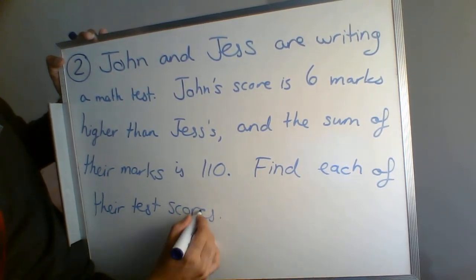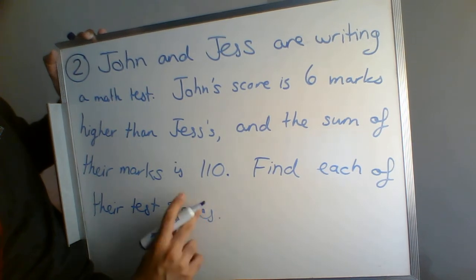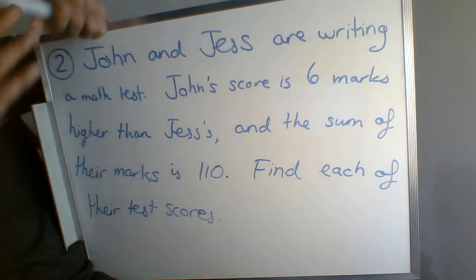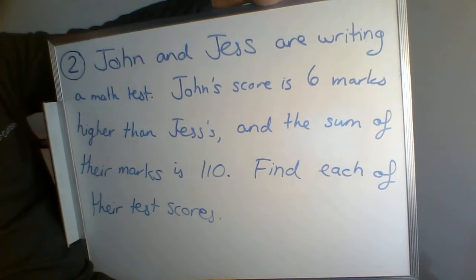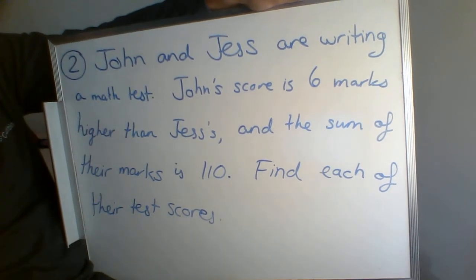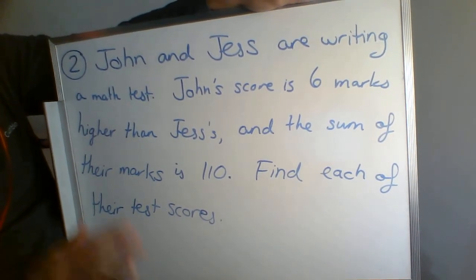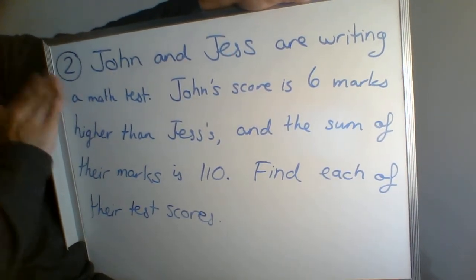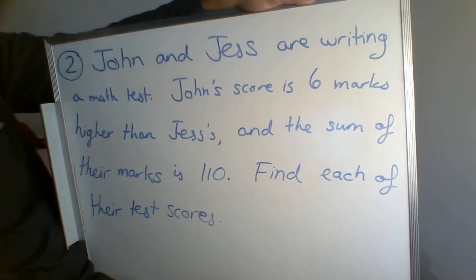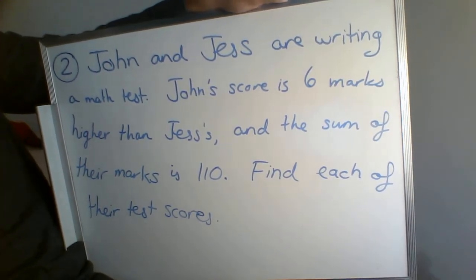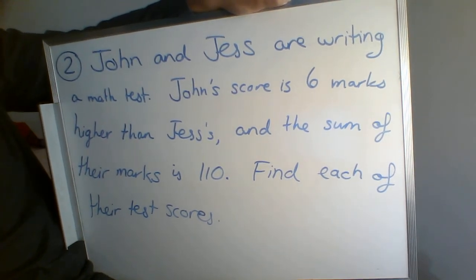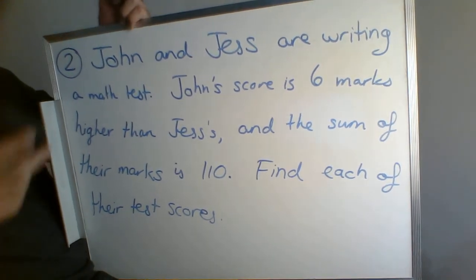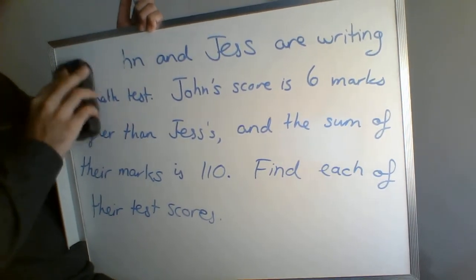Alright, so I went ahead and solved this one a little bit earlier, so I'm gonna leave this up for now. Pause the video here if you need to finish copying down the problem. I'll read it out one more time so that you can catch any words that perhaps you can't read with my writing here, and then I'm gonna erase it, and we'll put our let statement and get our equation on the board. So we have John and Jess are writing a math test. John's score is 6 marks higher than Jess's, and the sum of their marks is 110. Find each of their test scores. Alright, so pause that if you need to copy it out, but I'm going to get rid of that here.